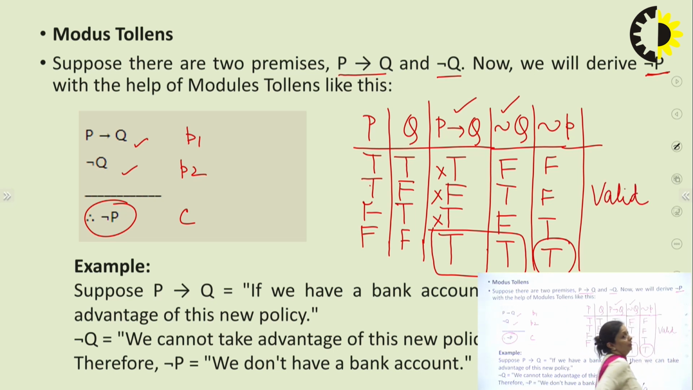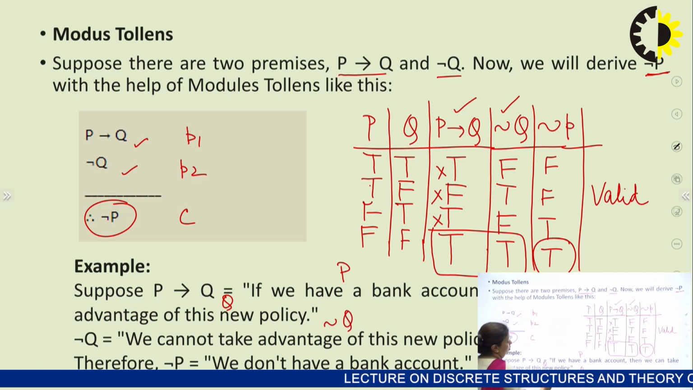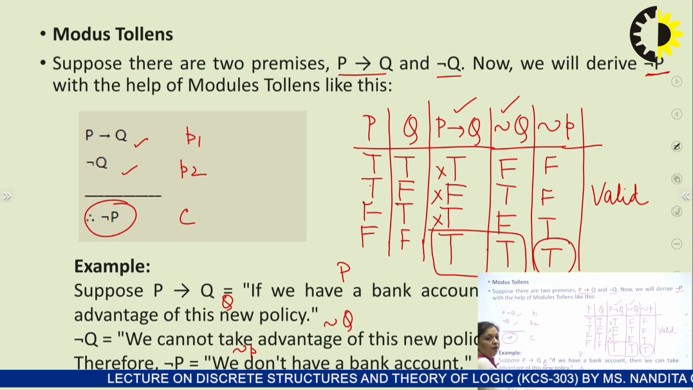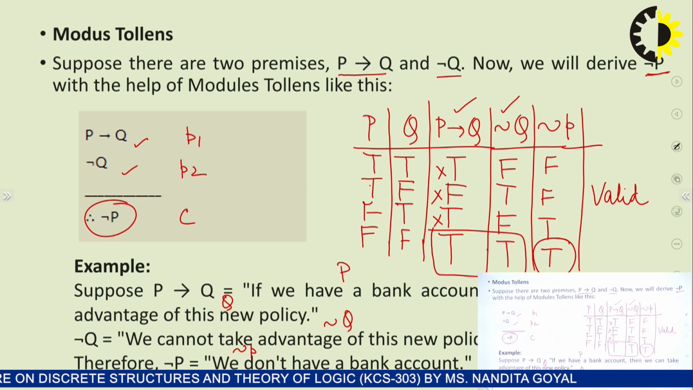So, we can also apply the rule Modus Tollens directly to establish the validity of the arguments. So, we'll just take an example. P implies Q. If we have a bank account, then we can take the advantage of new policy. Here my P is this and this is my Q. We cannot take the advantage of the new policy. This is nothing but not Q. We don't have a bank account. This is my not P. So, making use of these premises, that is P implies Q and not Q, I can directly say that therefore not P will be a valid conclusion by which rule? Modus Tollens. So, this is how Modus Tollens can be applied directly.